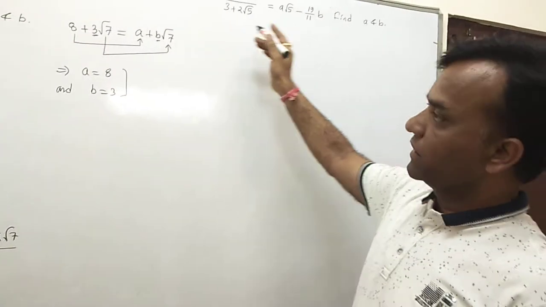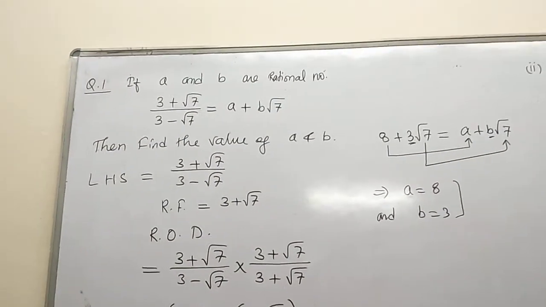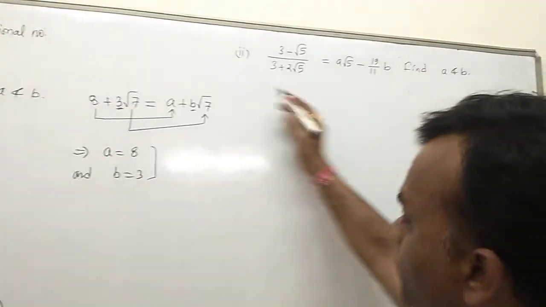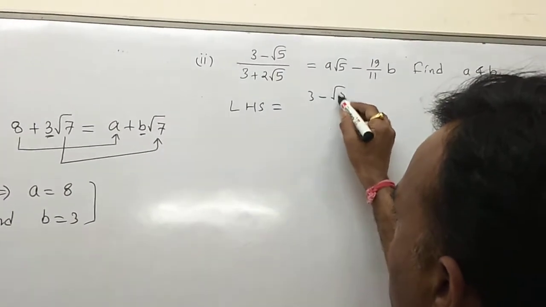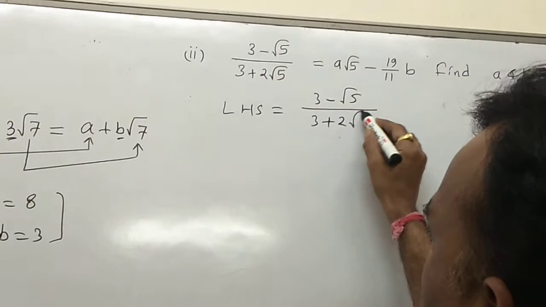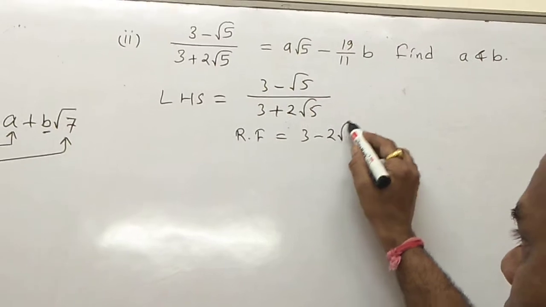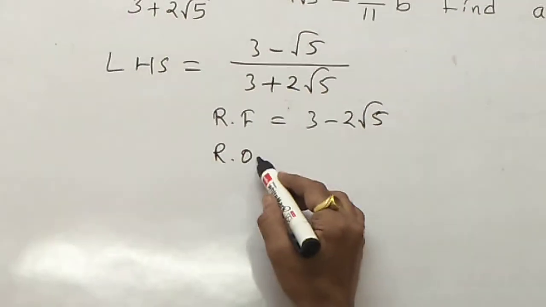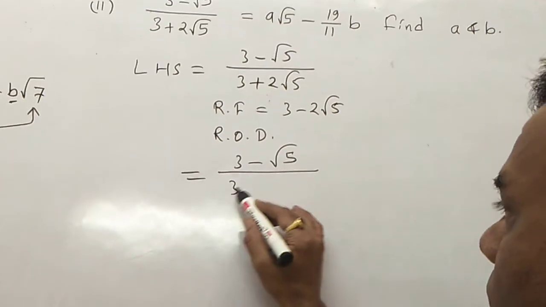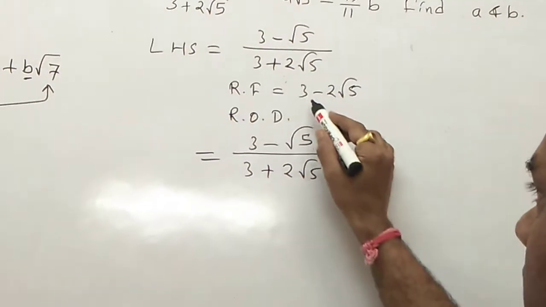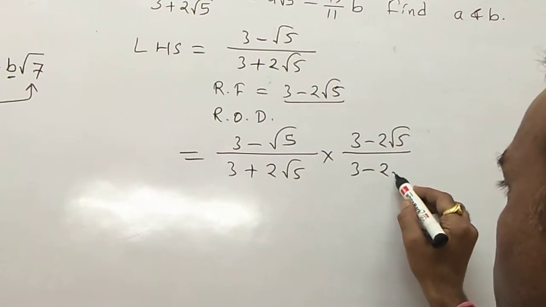The same question we consider here, but previously we had the same numbers in numerator and denominator with different sign, but here the numbers are also different. So now we do the same. Again, you write down the LHS part: 3 minus root 5 upon 3 plus 2 root 5. So first you write the RF. Your RF is 3 minus 2 root 5. Then rationalization of the denominator, ROD: you multiply by the RF, 3 minus 2 root 5, in both numerator and denominator.